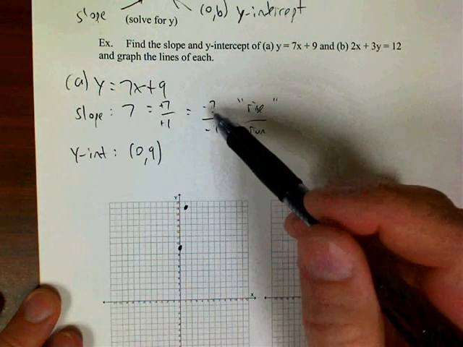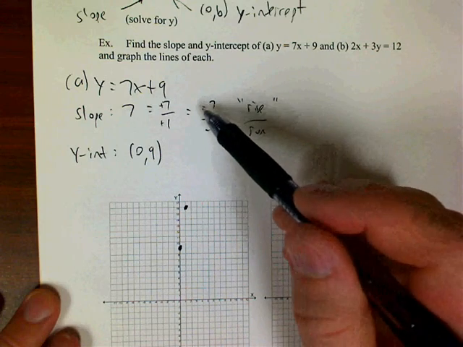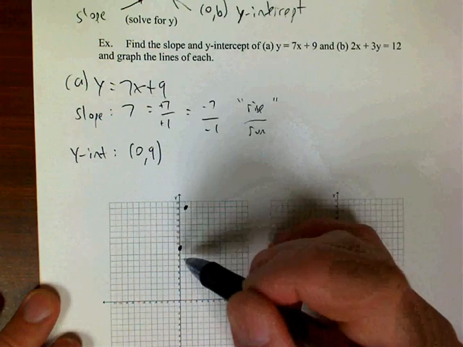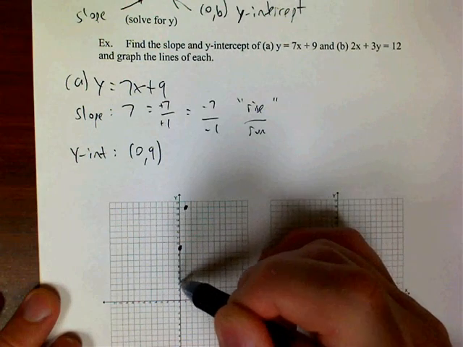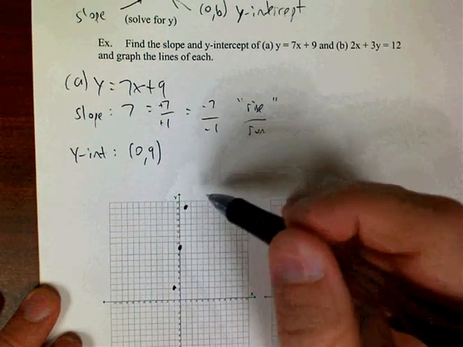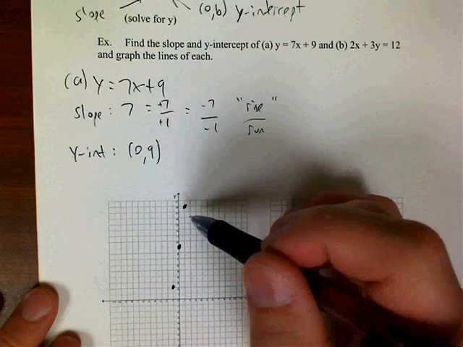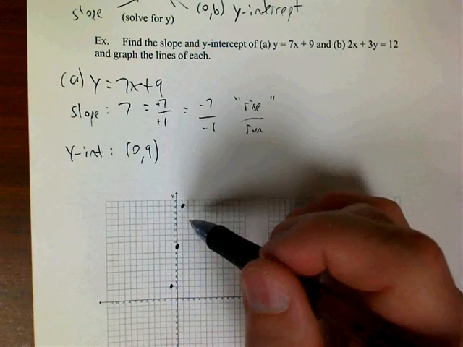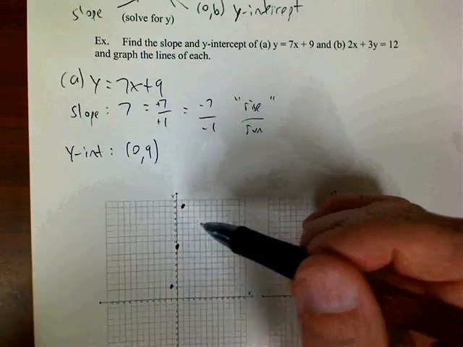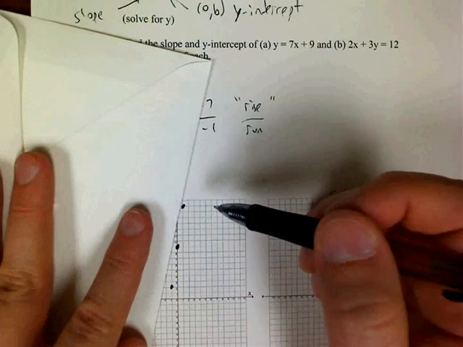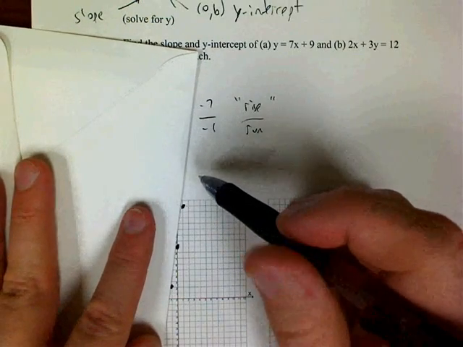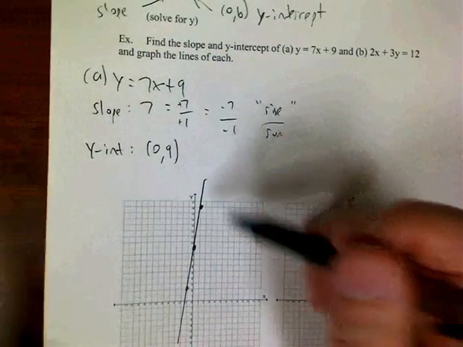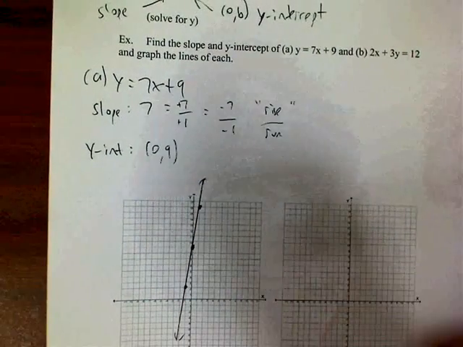Now we could also use negative 7 over negative 1 because the negative divided by negative is a positive. That means we would go down 7 and left 1. Let's do that. 1, 2, 3, 4, 5, 6, 7, left 1. And you'll notice all these 3 points, if we had a straight edge, we would know better that these would be on a line. In fact, let's use an envelope. You can use anything. I just happen to have this laying around. And there you go. We just graphed y equals 7x plus 9.